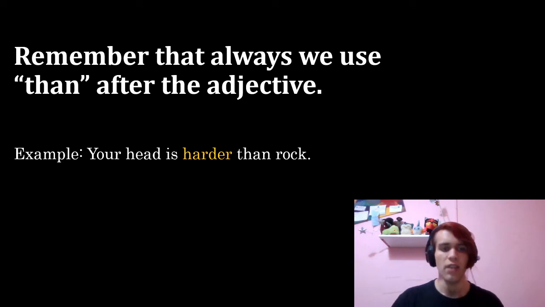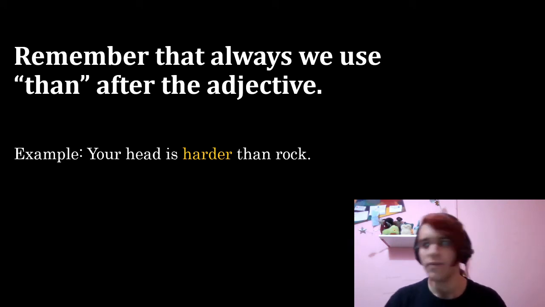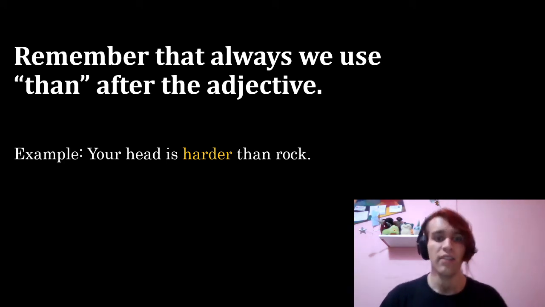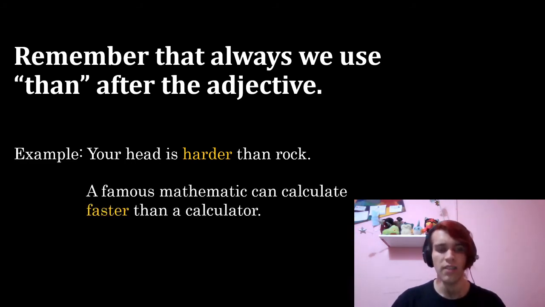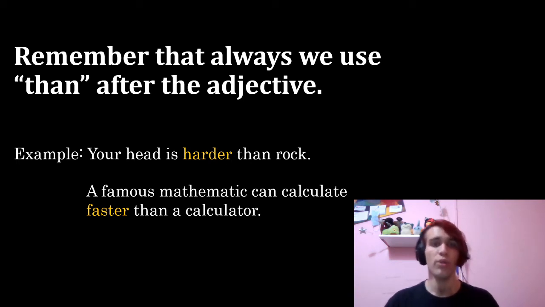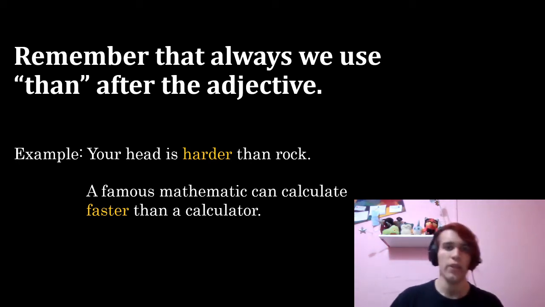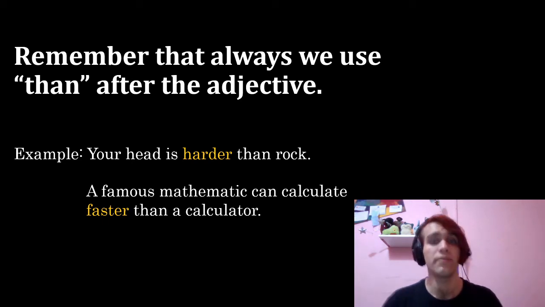In the sentence, your head is harder than rock, we are saying that this person's head is especially hard, and it is compared to the hardness of a rock. And in the other sentence, a famous mathematician can calculate faster than a calculator. The calculation of the mathematician is notably fast, so we compare it to the one of a calculator.